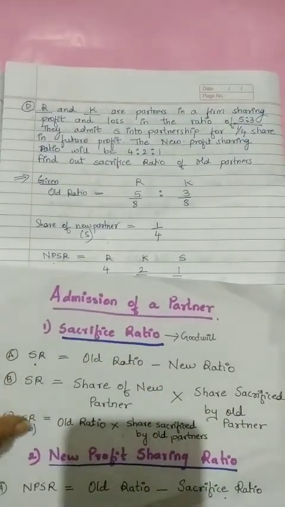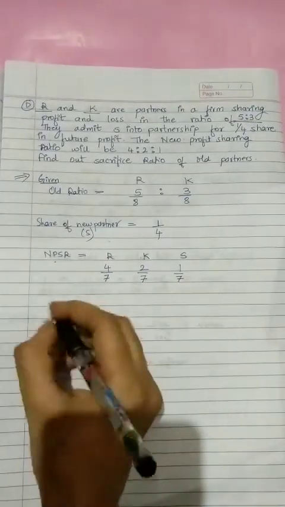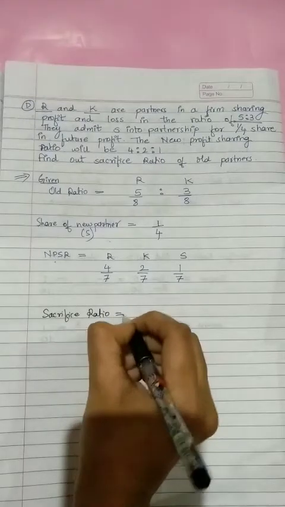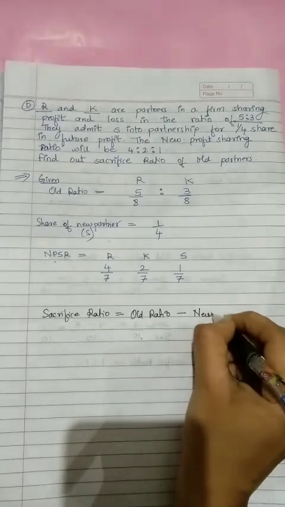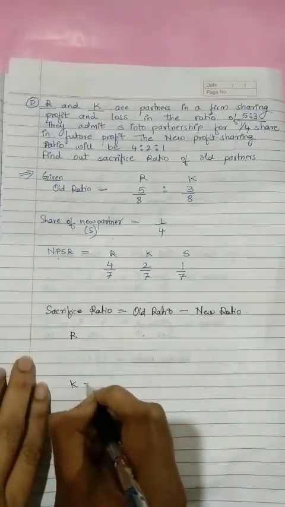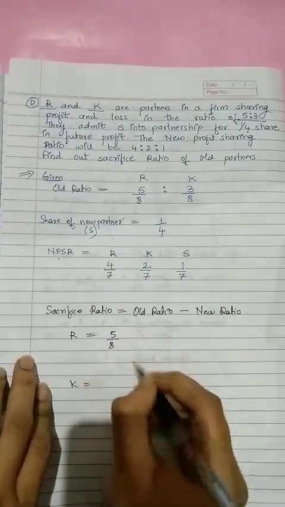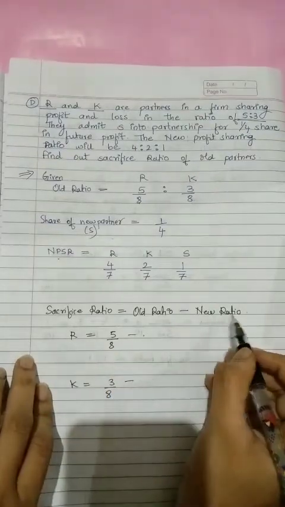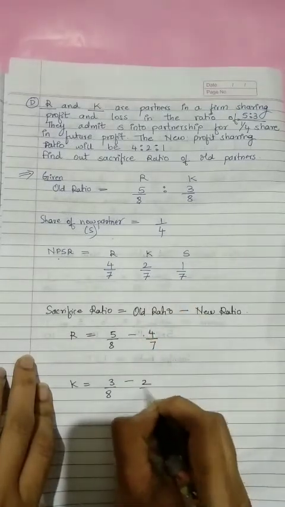Okay. So sacrifice ratio is equal to old ratio minus new ratio. So let's calculate for R and then for K. What is the old ratio of R? 5 upon 8 and K 3 upon 8, minus new ratio of R 4 upon 7 and K 2 upon 7.